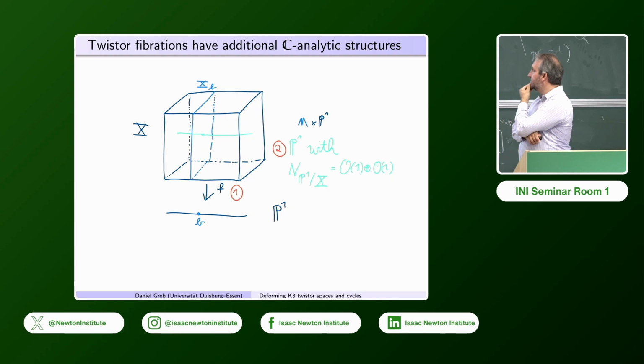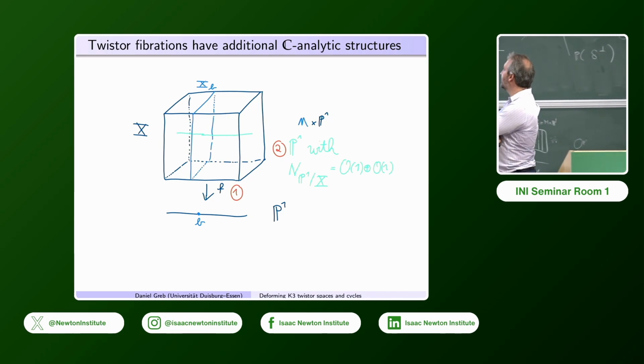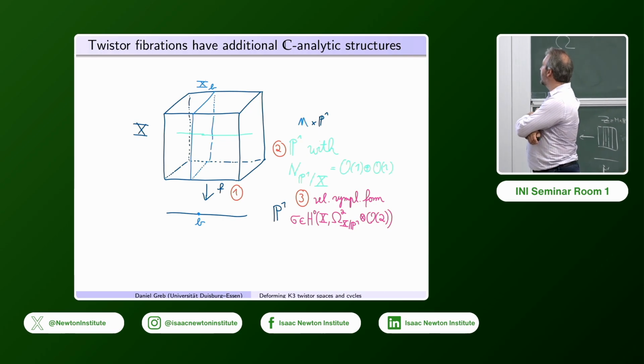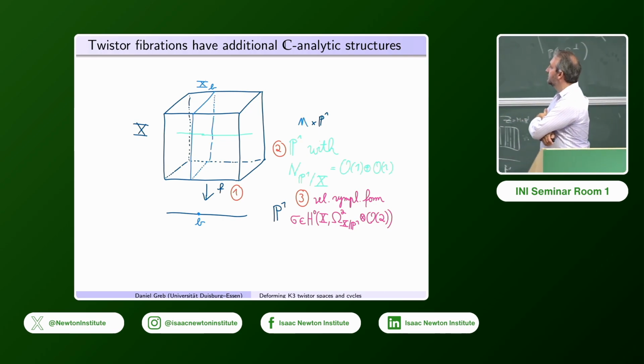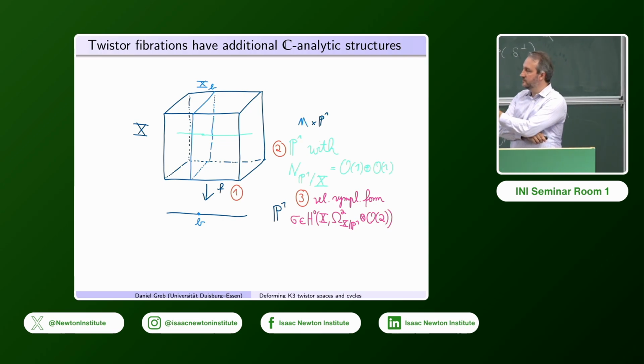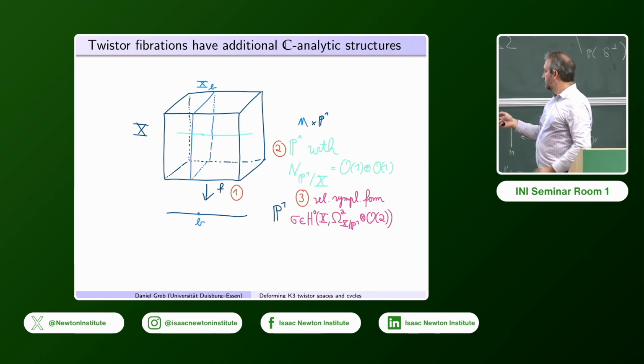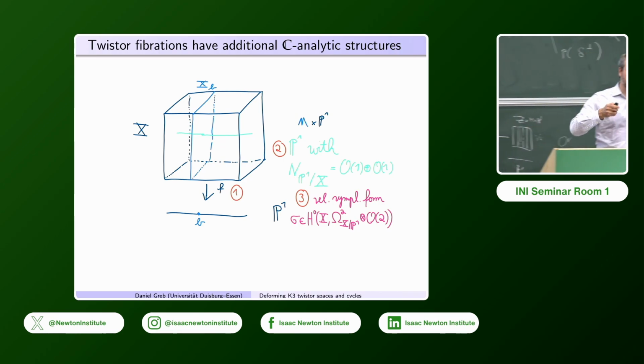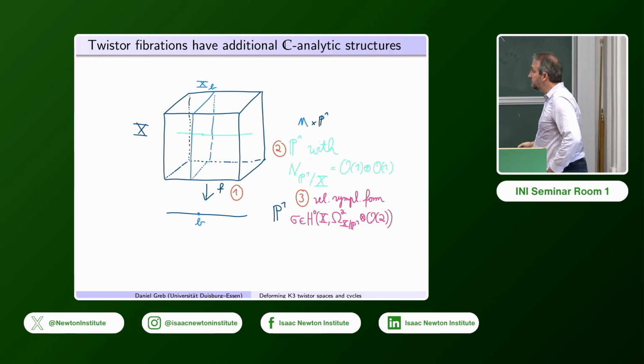You need also P1s with normal bundle O(1)⊕O(1). From my point of view, that's not for free, so that's an important part of the construction. And you have a relative symplectic form on the fibers. Formally it's a section in the relative 2-forms over P1 twisted with O(2). I think most of you know.